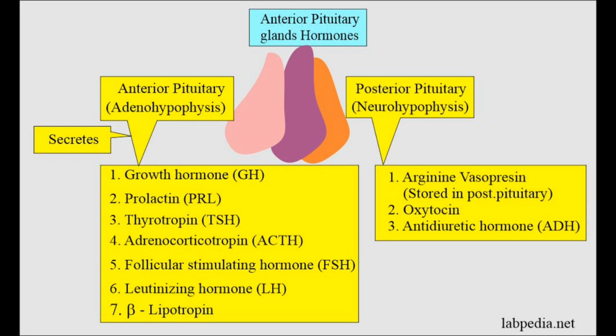Now, hormones of the endocrine glands. The anterior pituitary gland secretes growth hormone, thyrotropin, TSH, ACTH, FSH, LH, and beta-lipoprotein, while the posterior pituitary secretes vasopressin, oxytocin, and antidiuretic hormone. These hormones are secreted in response to the hypothalamus when the hypothalamus secretes a releasing peptide. These hormones are inhibited when the hypothalamus releases an inhibitory factor or inhibitory hormone.